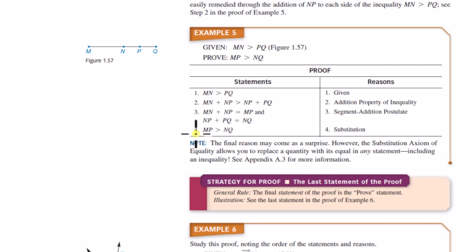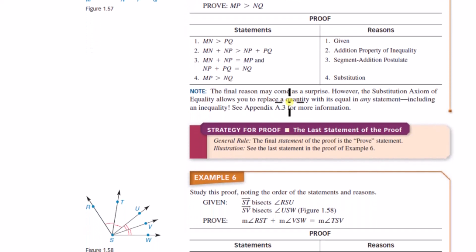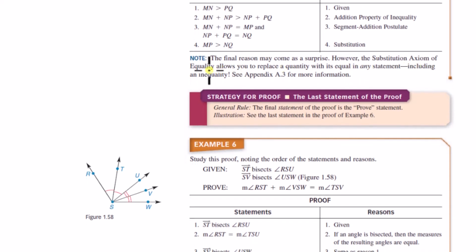From there, they use substitution. MN plus NP is equal to MP, NP plus PQ is equal to NQ, so MP is greater than NQ. The final reason may come as a surprise. However, the substitution axiom of equality allows you to replace a quantity with its equal in any statement, including an inequality. That wasn't surprising at all. MN plus NP is equal to MP, so you just replace MP here. NP plus PQ is equal to NQ, you just replace NQ here. And you're left with what you were looking for.